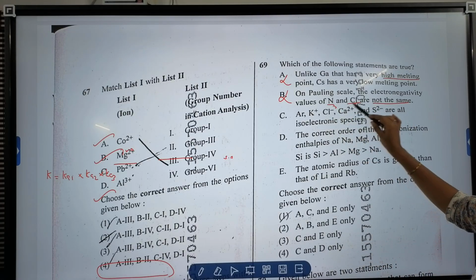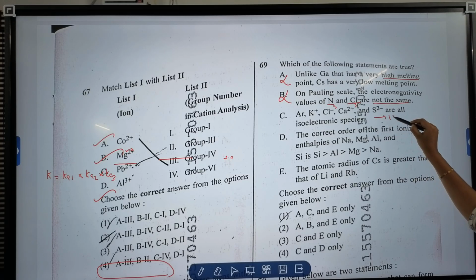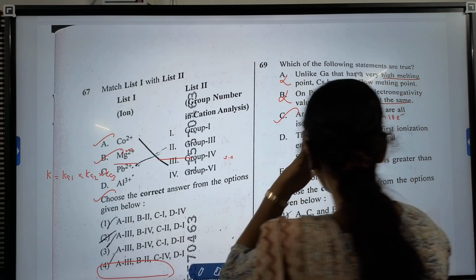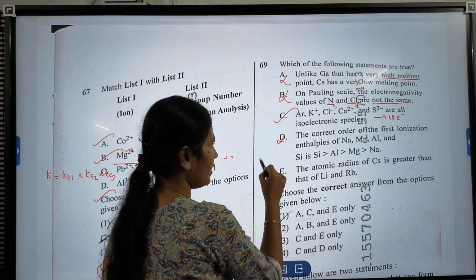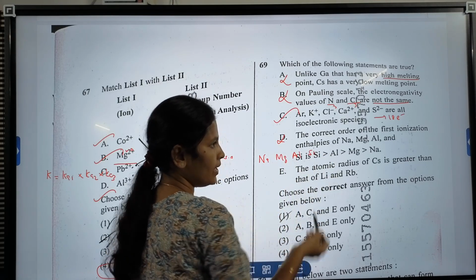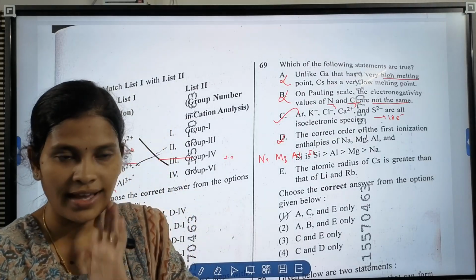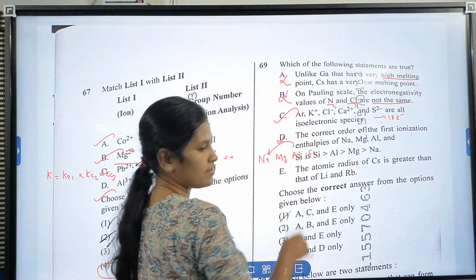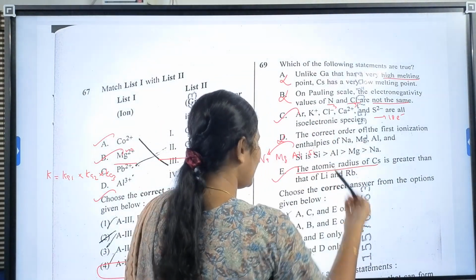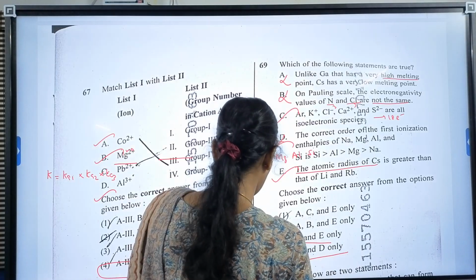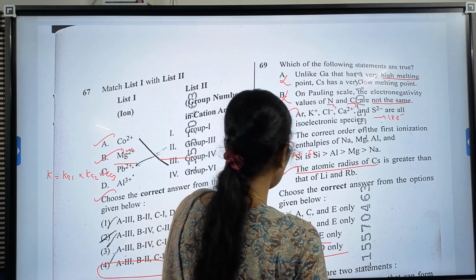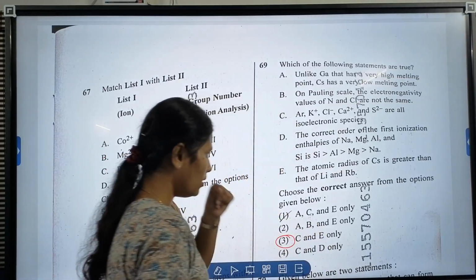Argon, K plus, chlorine, calcium and S2 minus are all 18-electron species, so they are isoelectronic. The correct order of first ionization enthalpy, it is wrong. You know very well that for sodium, magnesium, aluminium, silicon, as we move left to right, the size decreases and ionization enthalpy increases, but there is one exceptional case. So that is incorrect. The atomic radius of cesium is greater. So we can go with C and D only. Sorry, it is not D. It is C and E only. Correct.